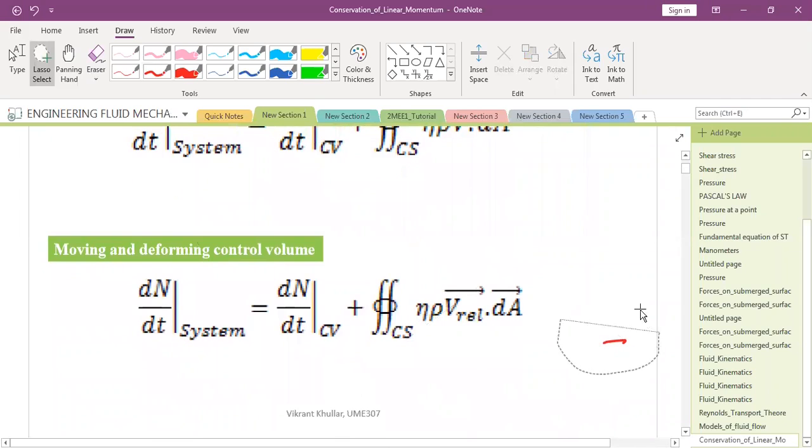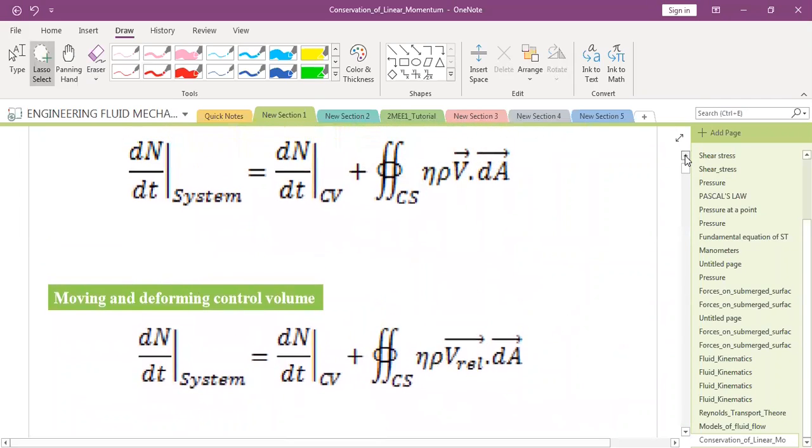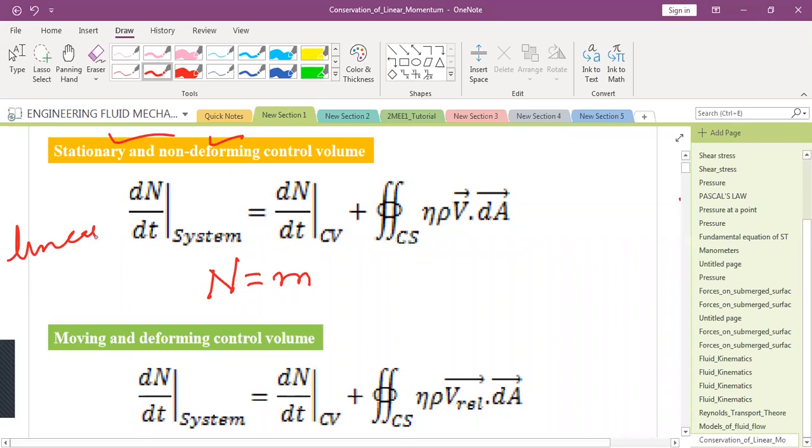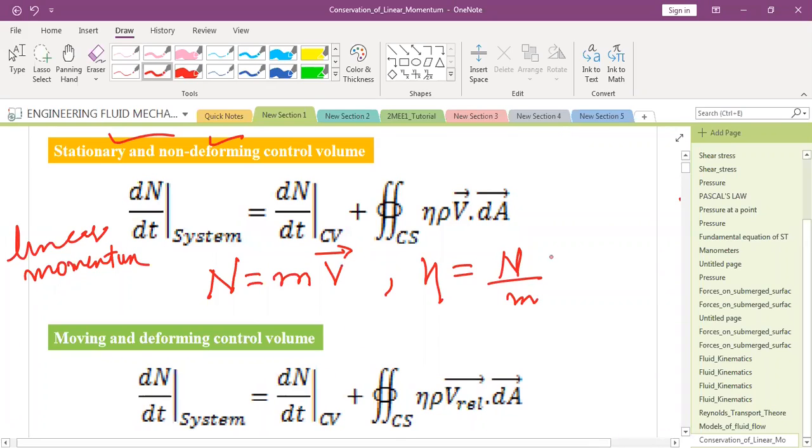We can actually find conservation of linear momentum by simply putting N equal to, what should I put N equal to? mV, m into V, in the case of conservation of linear momentum. What is small n equal to? Capital N upon small m, this is V. Clear?